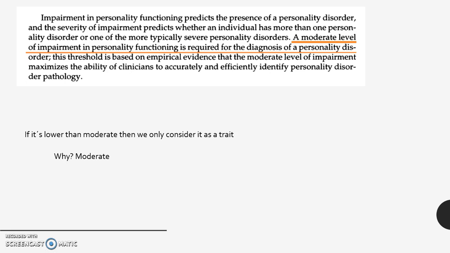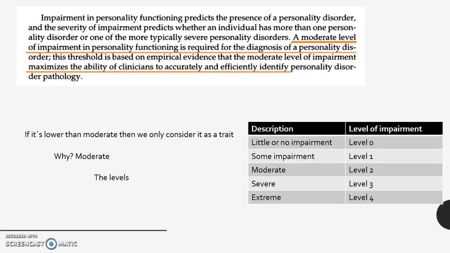And it says moderate because the other two are non-existent and then some impairment. But moderate impairment means that there's already an impairment. There's already a set impairment. So that's why we're going to take that one as the main factor to diagnose. So here it is.